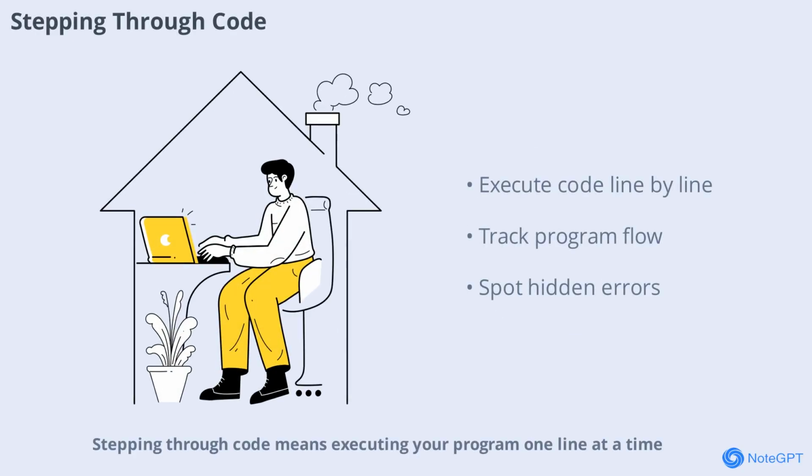Stepping through code means executing your program one line at a time. This technique helps developers see exactly how their code is running and where things might be going wrong. By stepping through, you can watch the flow of execution and catch errors that might be missed when running the program all at once.